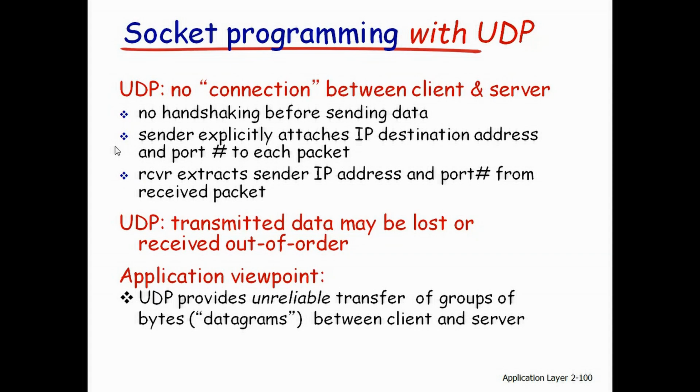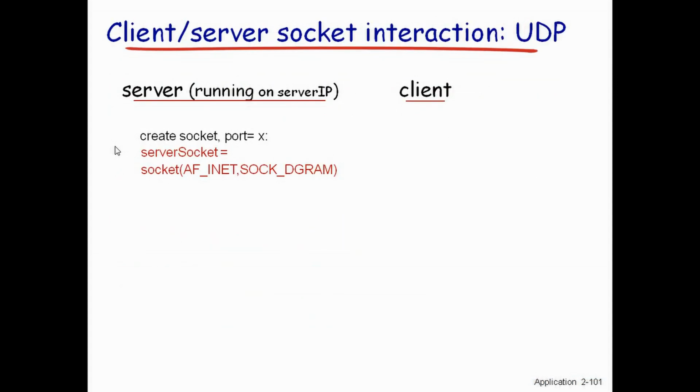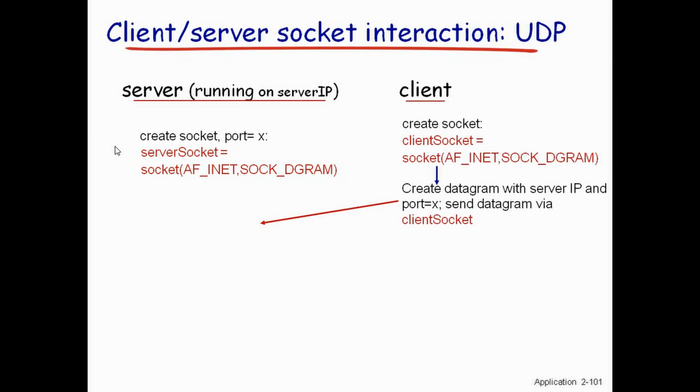Let us see how it works step by step. We have this server, which is up and running on the server IP. So we create a socket here. Then on the client side we also create a socket, create the datagram with the server IP and the port number, and send the datagram via the client socket.